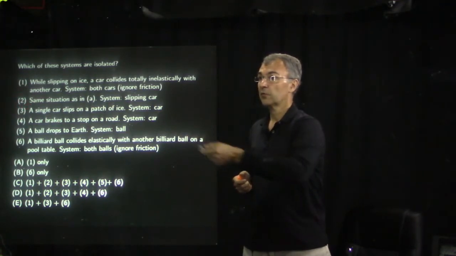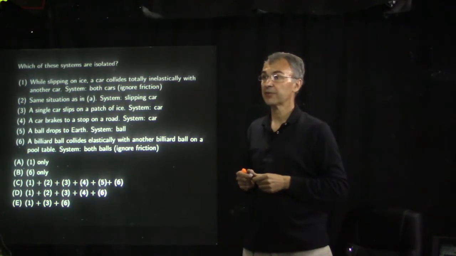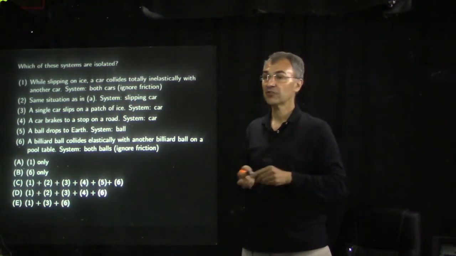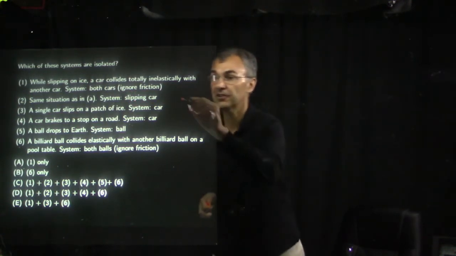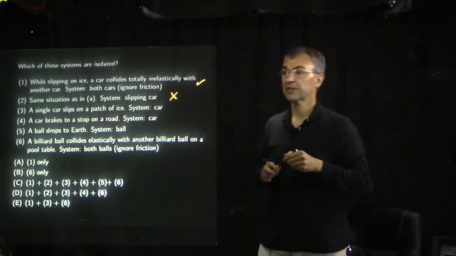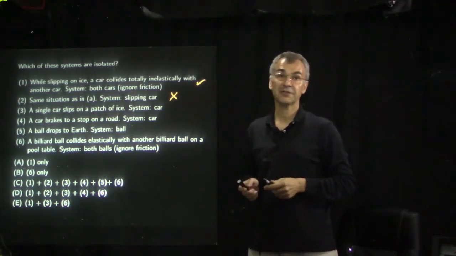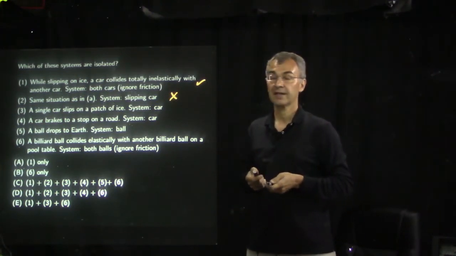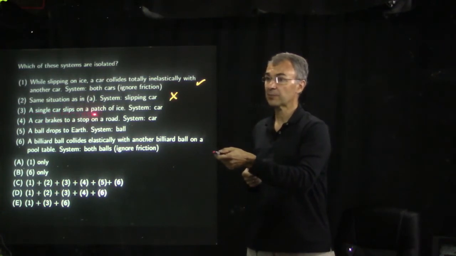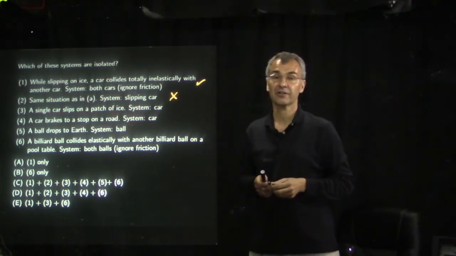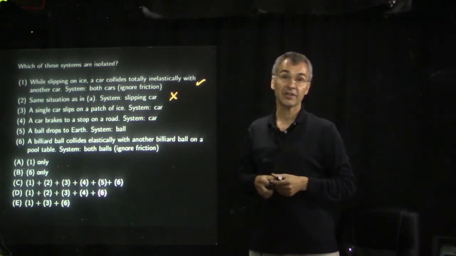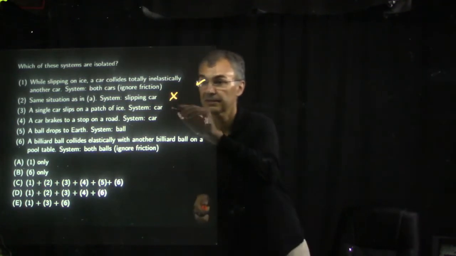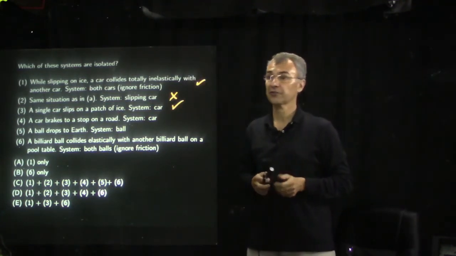Now, what if a car collides totally inelastically with another car and the system is one car? Well, that system of one car is not isolated because it's going to interact with the other car. So it's not an isolated system. How about a single car slips on a patch of ice and the system is that car? Well, I think that is an isolated system because it's not interacting with anything outside of the system, at least as far as the horizontal coordinate goes.